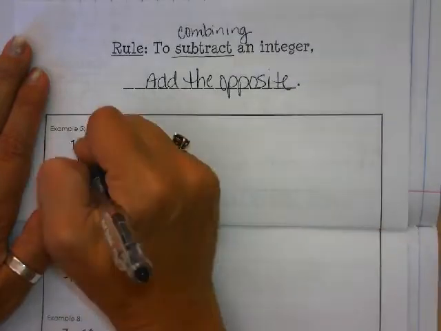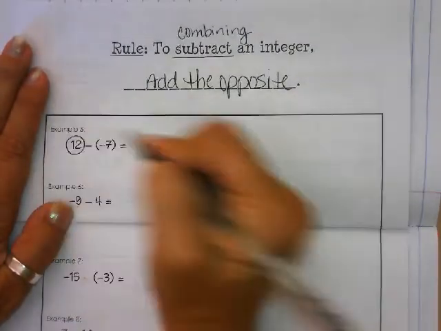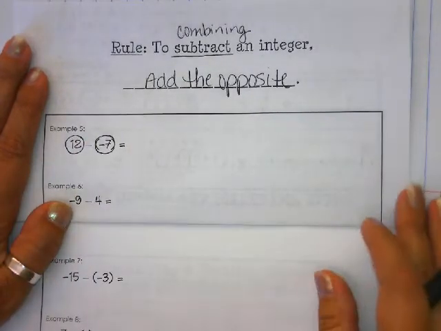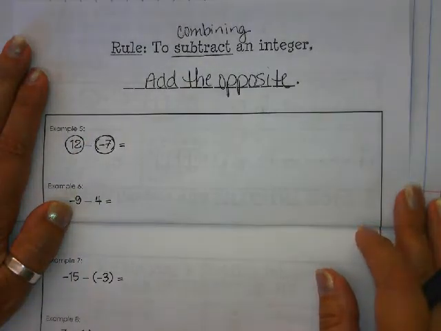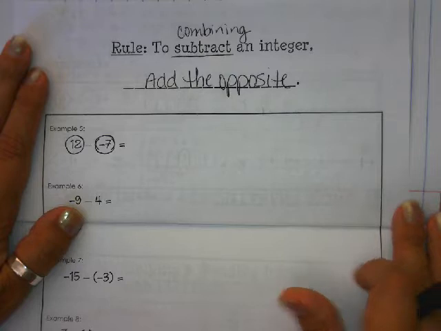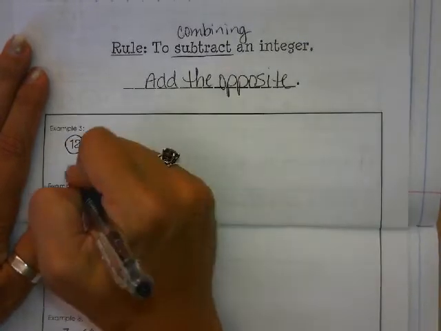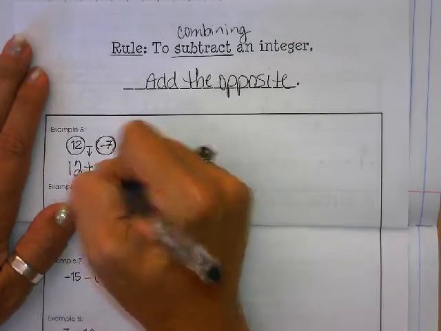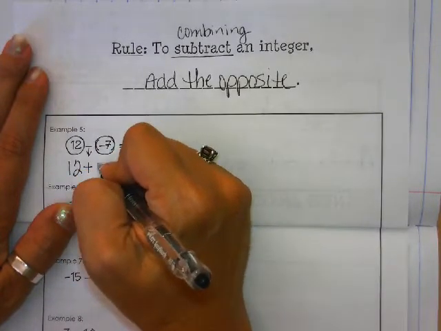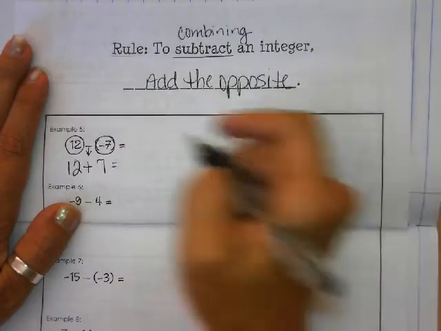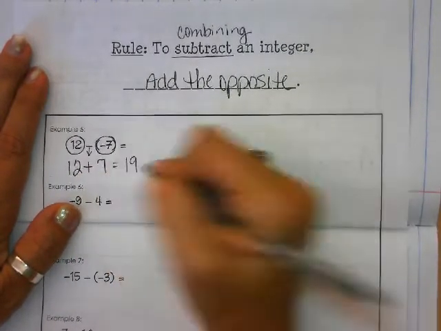So here I have, remember our circle, this is a positive 12 and a negative 7. So it says 12 minus a negative 7. But remember, minus, subtract, negative, they all mean the same thing. They are synonyms. We can rewrite this, add the opposite. So 12, we're going to add, this becomes a plus. The opposite of negative 7 is a positive 7. So now it looks like an elementary problem, and it is 19.